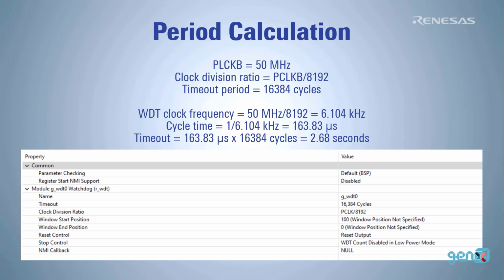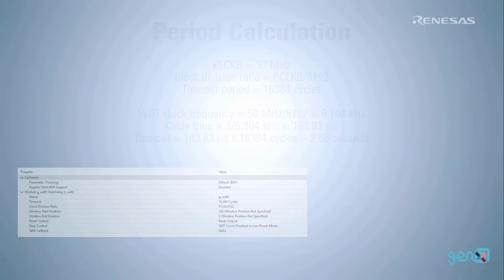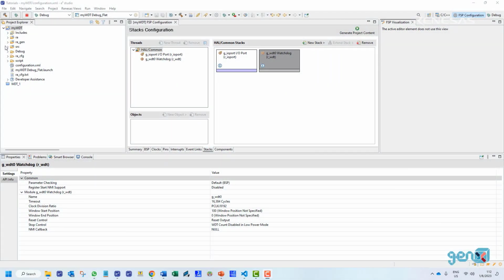The watchdog timer operates from the PCLKB clock, which in our case is set to 50 MHz. Assuming the largest parameters, which is also the default for the watchdog timer, and the PCLKB of 50 MHz, the time from the last refresh to device reset will be just about 2.7 seconds. Once the stack has been added, we can generate the project contents.